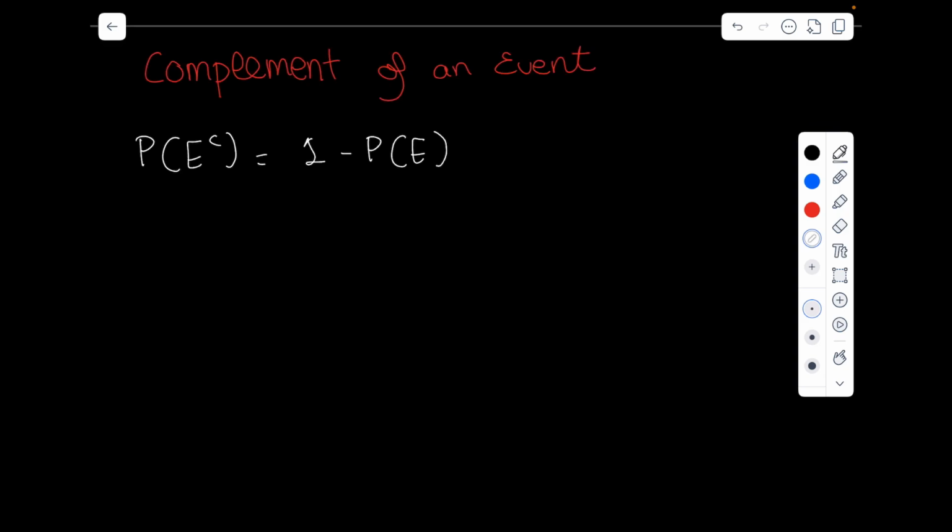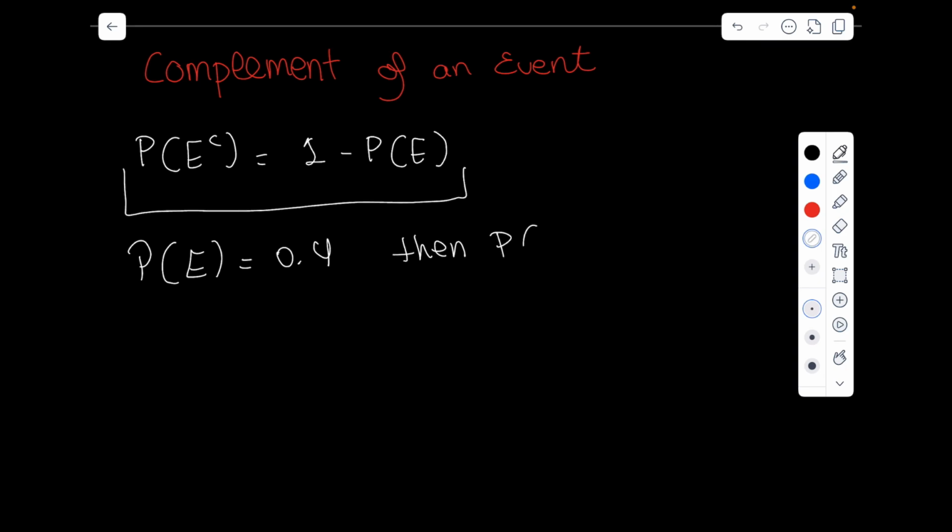Now I'm going to explain the complement of an event. Sometimes we care about the event not happening. If E is getting heads, then E complement means not getting heads. This is the rule for it. So if we have P(E) equals 0.4, then the probability of the complement of the event E is 0.6. As you can see, adding these up would equal 1.